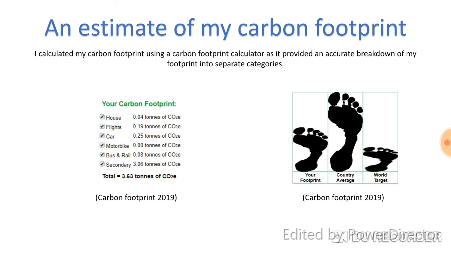As you can see on the left, my carbon footprint with house, flights, cars, bus and rail, and secondary items. Also, you can see the carbon footprint of mine compared to the UK and then compared to the world. Compared to the national and international average, my carbon footprint remains low due to the lack of high carbon dioxide emitting transport I use. For instance, I tend to walk and bike a lot, which means I don't need to drive as much. Also, I only took one flight during the course of the year.